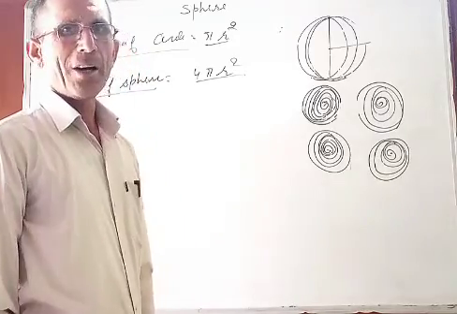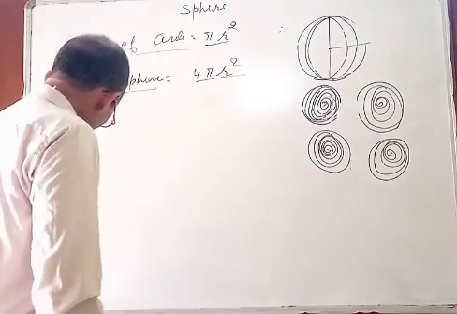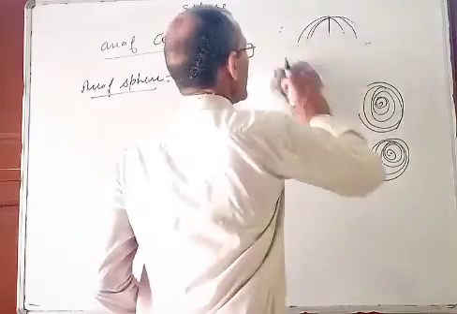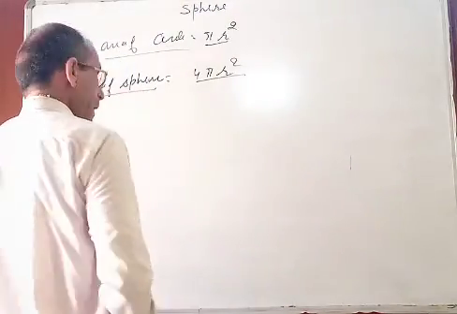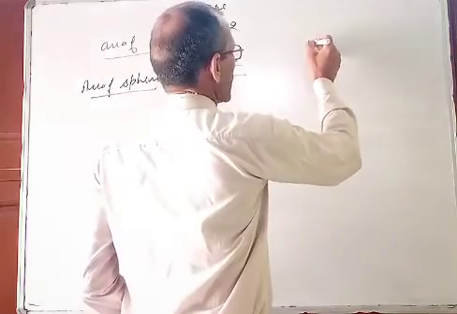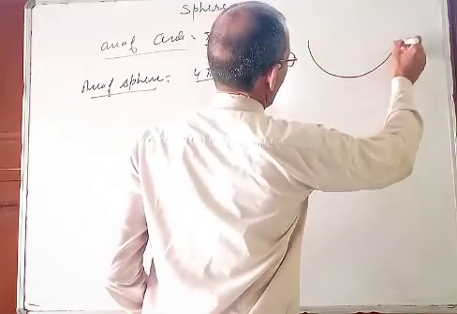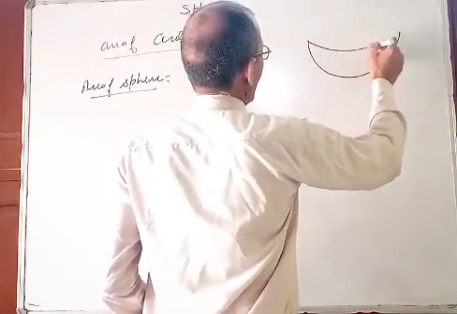So this is the area of a sphere. Now hemisphere, what is a hemisphere? If I cut a sphere through the diameter, I will get it like this.